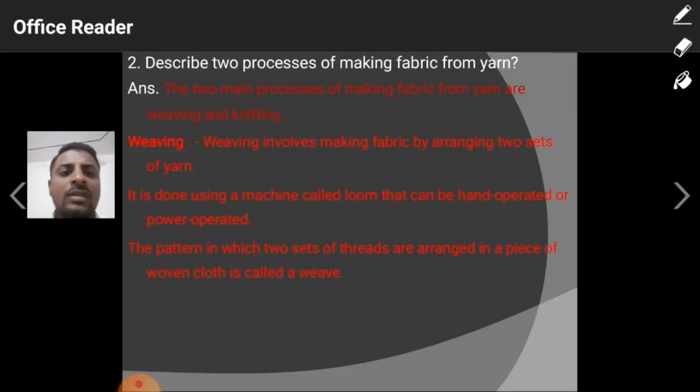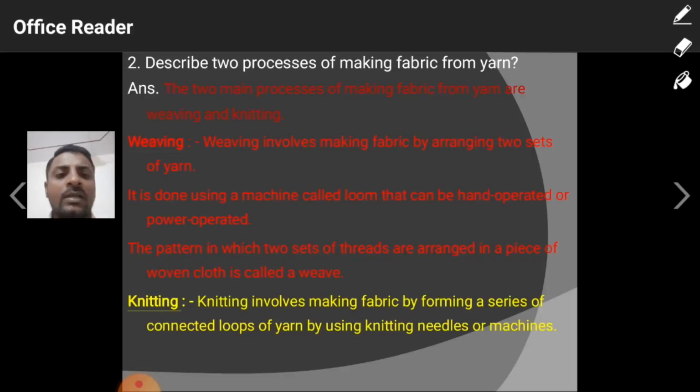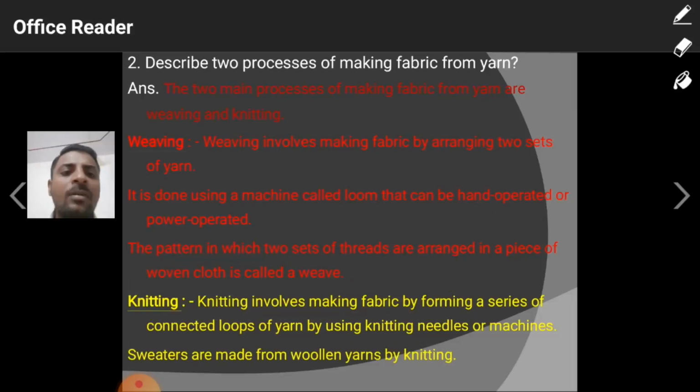The pattern in which two sets of threads are arranged in a piece of woven cloth is called a weave. Second is knitting. Knitting involves making fabric by forming a series of connected loops of yarn by using knitting needles or machine. Sweaters are made from woolen yarns by knitting.